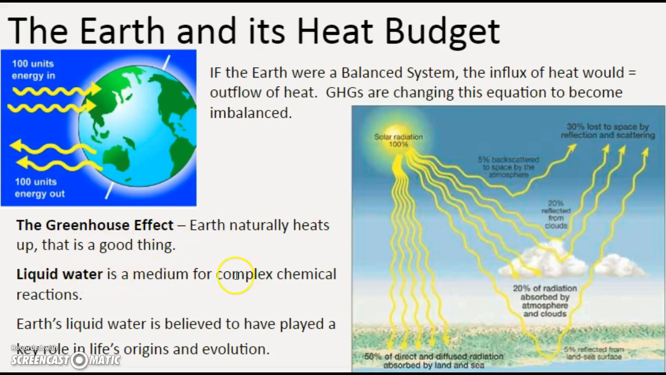Liquid water. Water is a medium for complex chemical reactions. Our Earth being a watery planet is very, very important for life. Earth's liquid water is believed to have played a key role in life's origins and evolution. So we're going to pay attention to this graphic here.